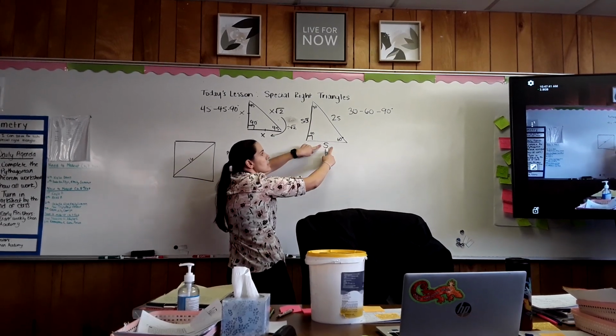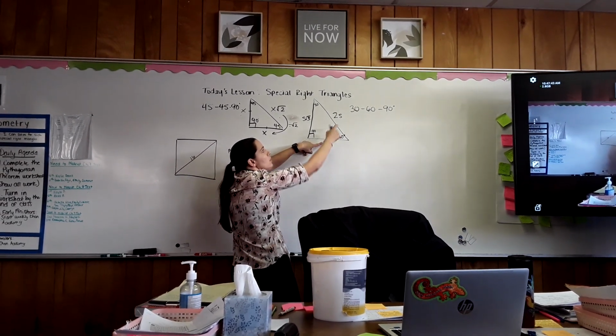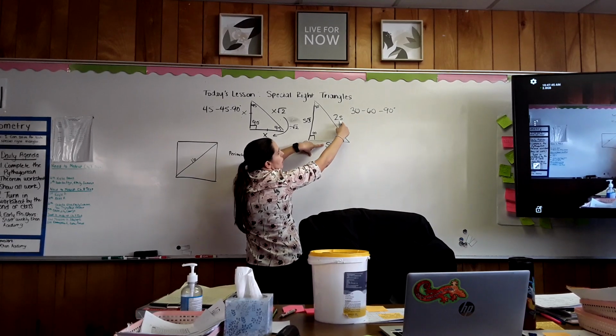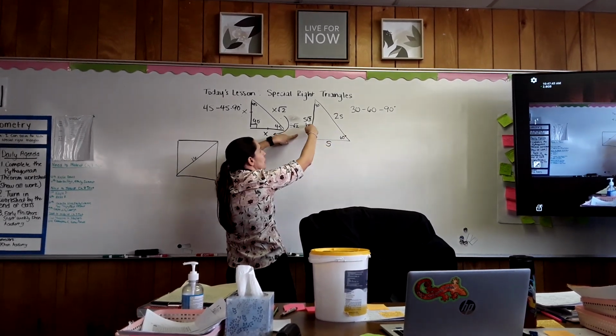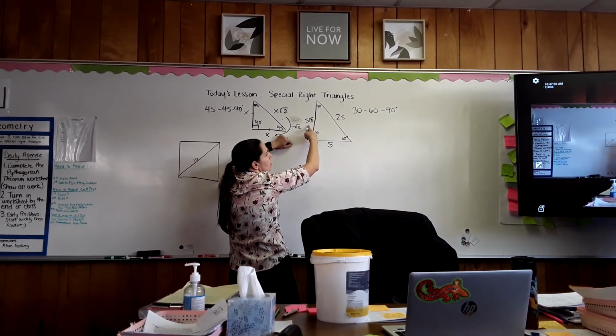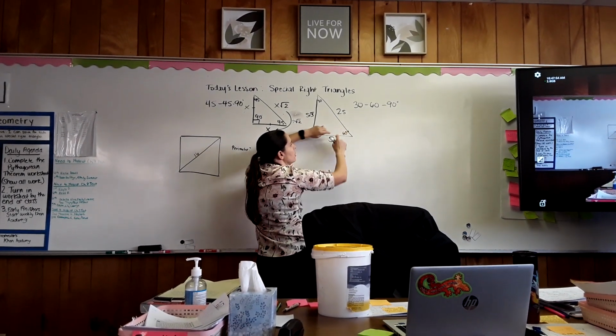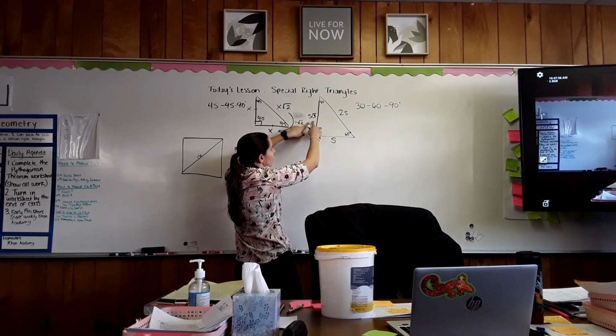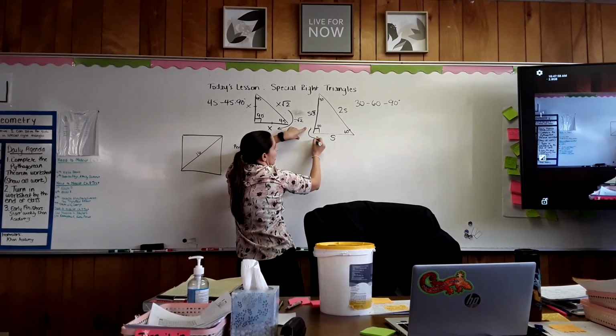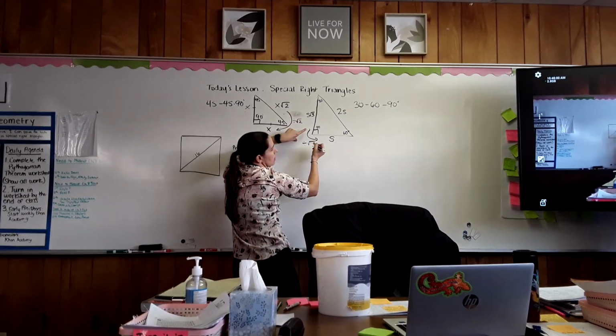So if you had this measure right here, if you had one of the sides, you could figure out the other two. You could just multiply it by 2 to get the hypotenuse, or multiply it by square root of 3 to get this side length. Also, if you were given like this length, you would have to divide it by 2 to get the short side. Or if you were given this length, you'd have to divide it by square root of 3, which we'll see in the notes today.